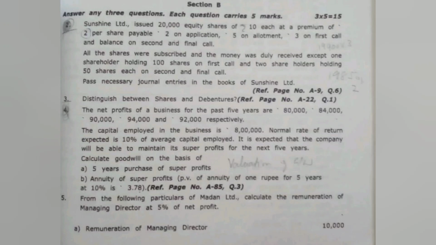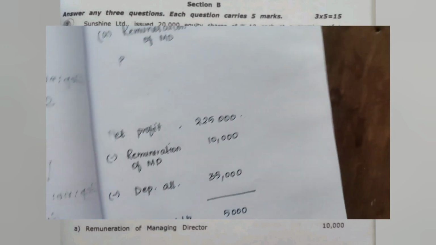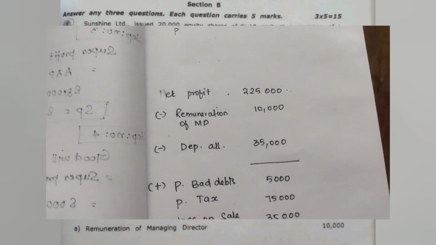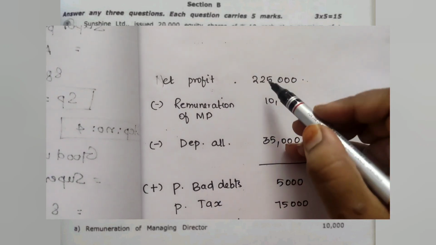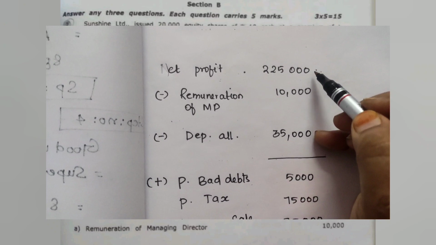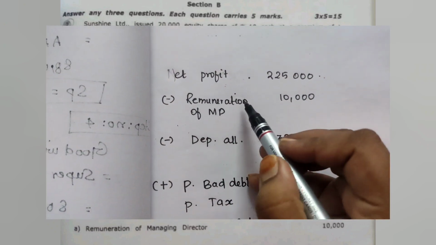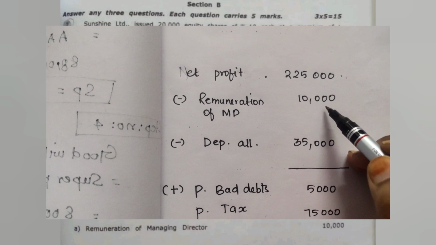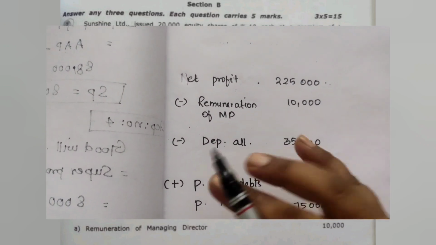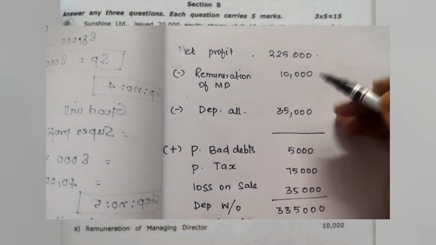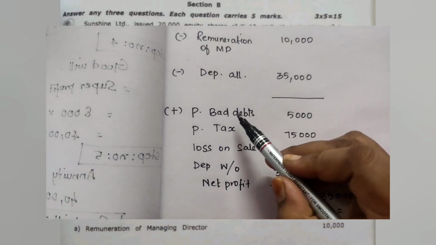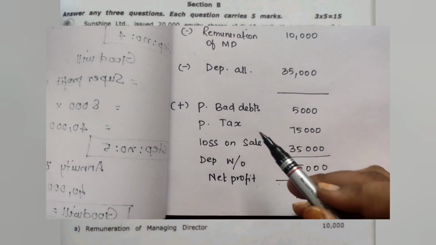So, managerial remuneration we can give off. We have already gone through the question. Now we'll understand how to calculate the answer for this. We have gone through the format, so the net profit is already given. In this we need to remove the remuneration of MD, which is 10,000, and depreciation allowed as per the income tax, which is 35,000. We need to remove only these two, and the rest we need to add up, which is provision for bad debts, provision for tax, and loss on sale.